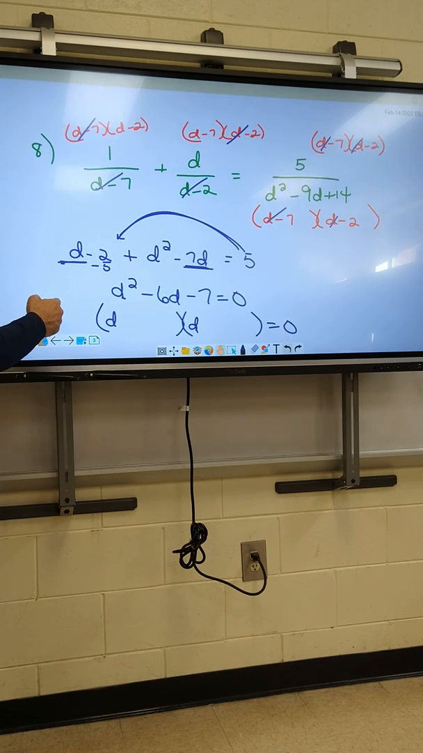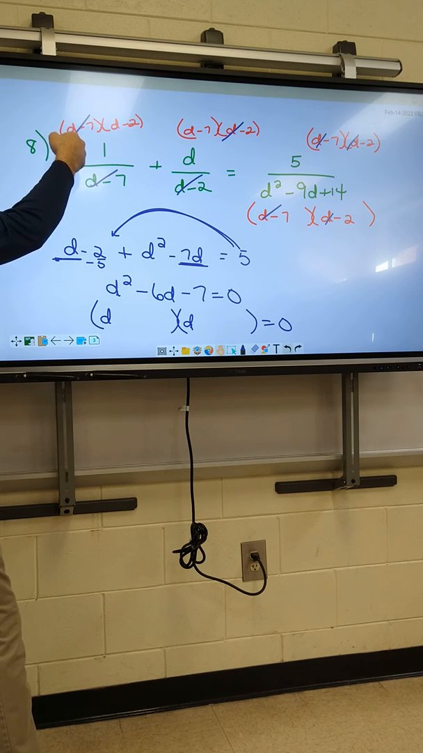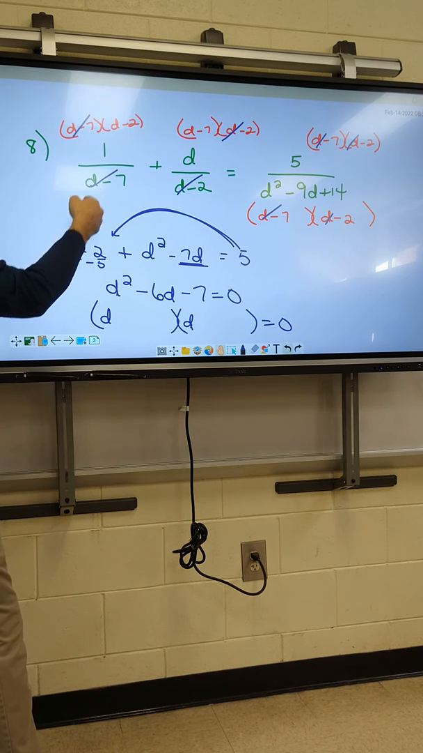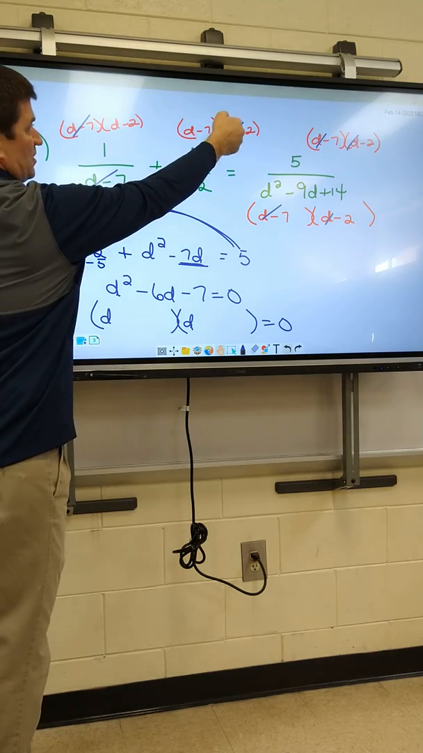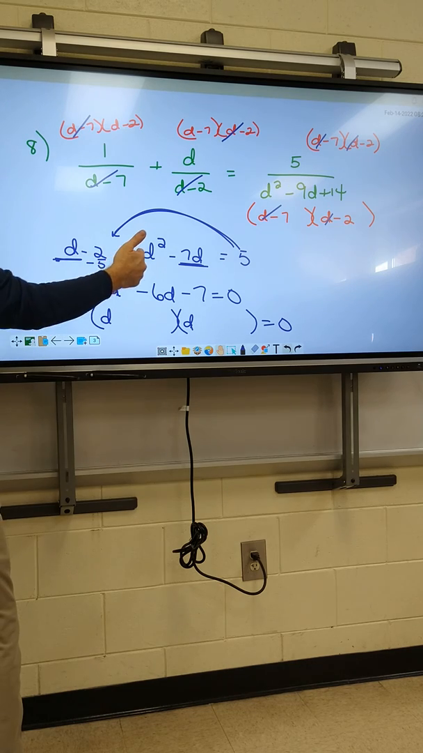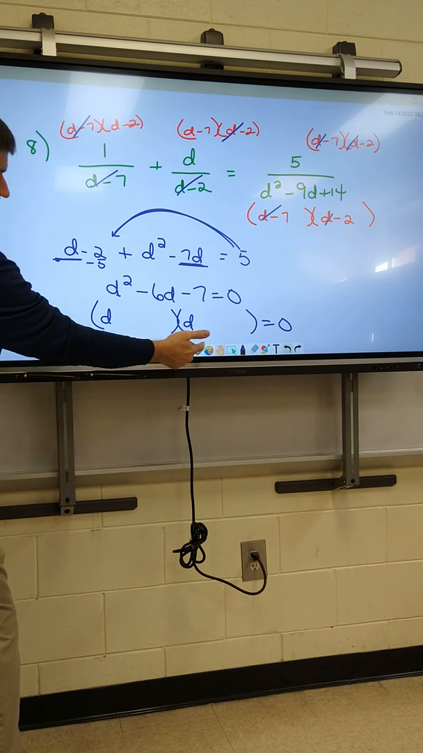Now, look here. On the first fraction, you cross out your d minus 7s. So when you times by 1, you just bring down d minus 2. Right here, you cross out d minus 2, and like you said, bring down d squared minus 7d. And you just add like terms.